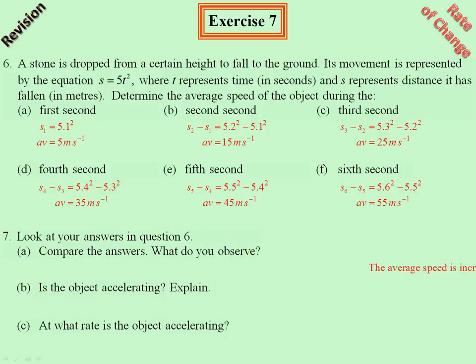What do you observe? Yeah, the speed's increasing by 10 meters per second per second. Is the object accelerating? Yes, the speed is increasing. That's acceleration. At what rate? Well, every second the speed is increased by 10 meters per second. So it's 10 meters per second, which means 10 meters per second squared.